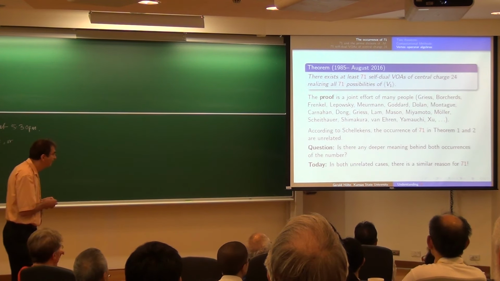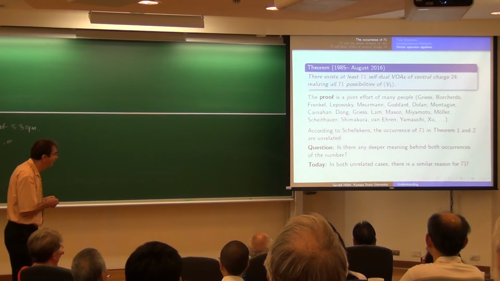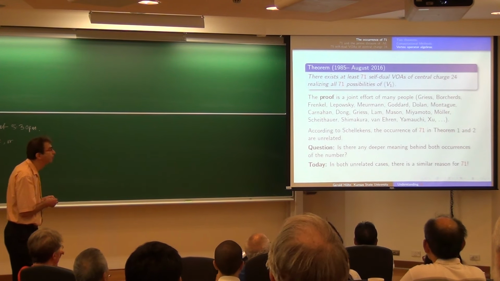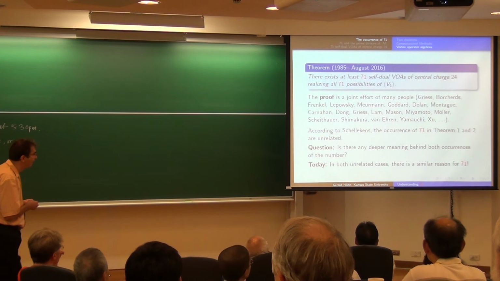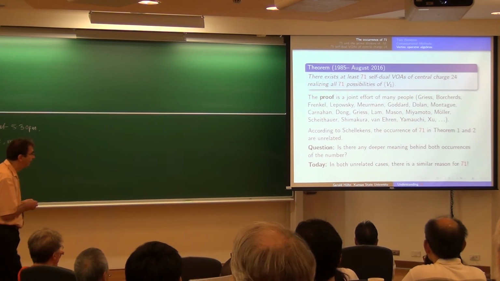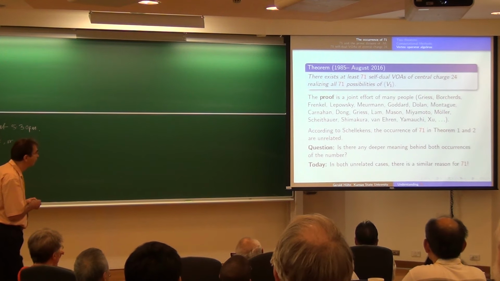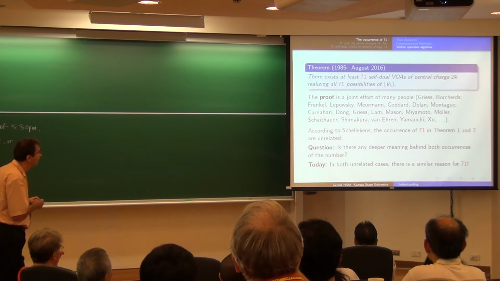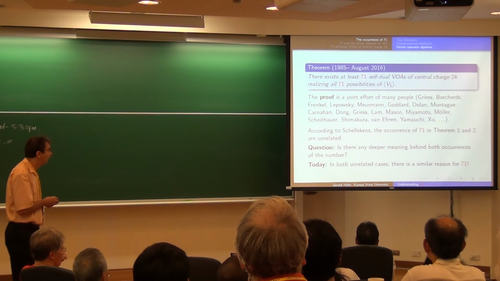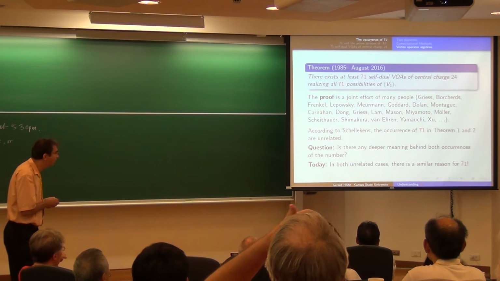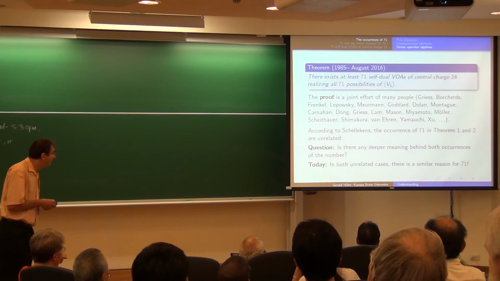Of course, we need the construction of the Moonshine module, because it is one of those 71 vertex operator algebras, and then many people constructed various examples of this delta-zero vertex operator algebra. I hope I haven't forgotten anyone.